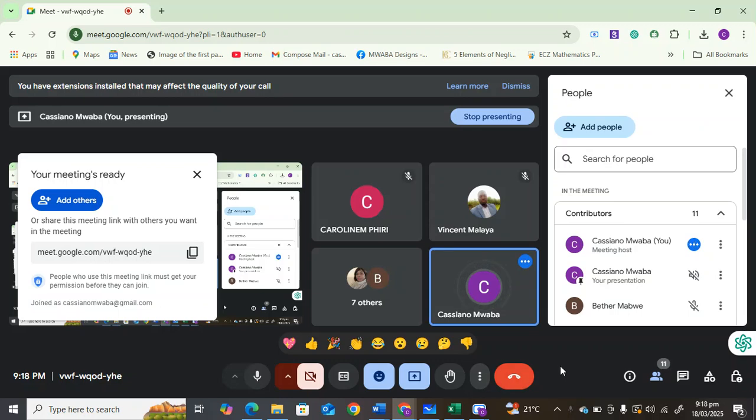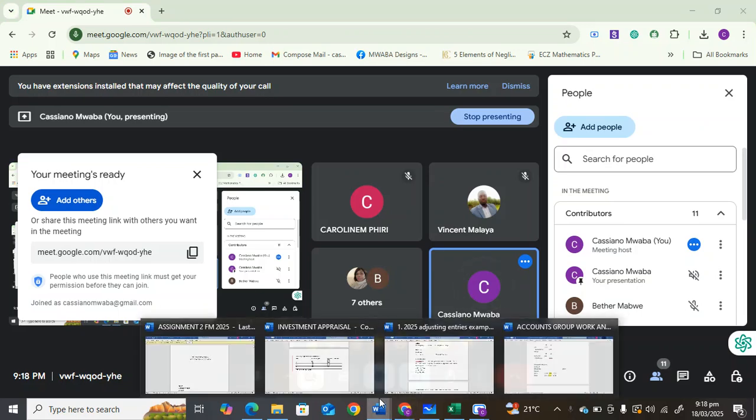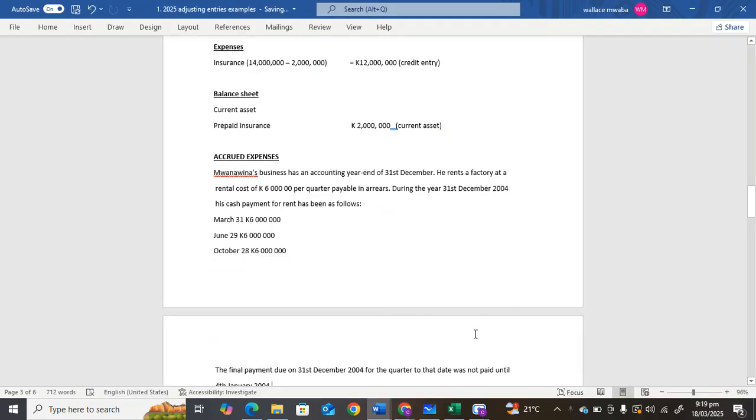Colleagues, what is an accrued expense? Before we read our question here.